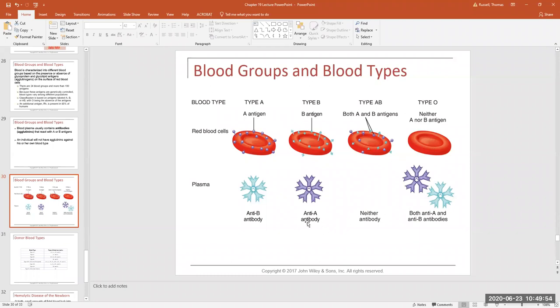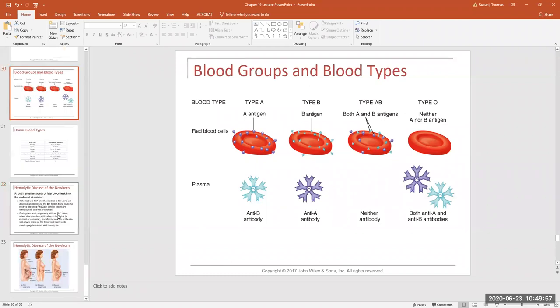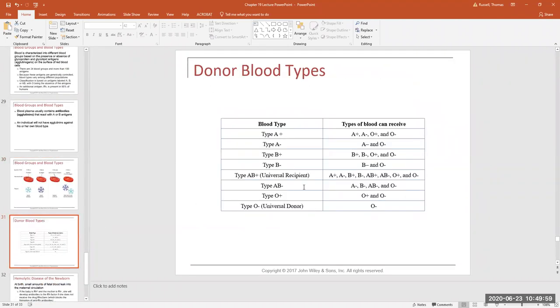Now, there's another antigen. It's called the Rh factor. So you notice on this blood type chart, I have A positive and A negative, B positive and B negative, and so forth and so on. You need to know what types of blood can go to an A positive versus an A negative person. What makes an A positive relative to an A negative as well? What is that? Well, I didn't put it on here.